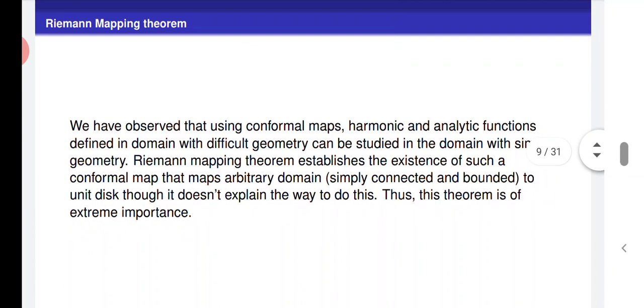Now we have observed that using conformal maps, harmonic and analytic functions defined in a domain with difficult geometry can be studied in a domain with simple geometry. Riemann mapping theorem establishes the existence of such a conformal map that maps an arbitrary simply connected and bounded domain to the unit disk, though it doesn't explain the way to do this. Thus, this theorem is of extreme importance.